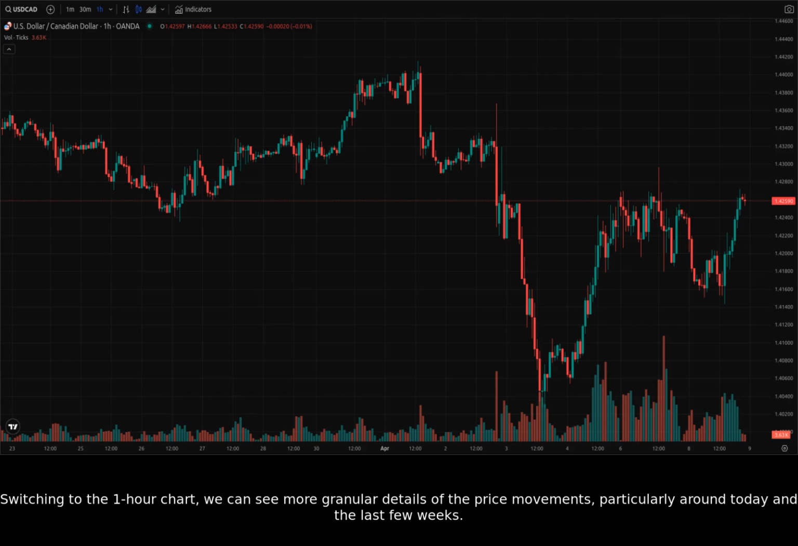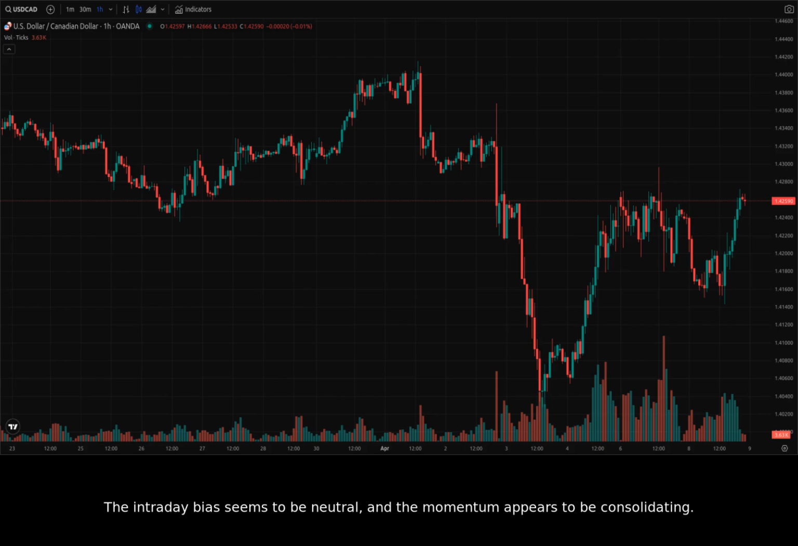Switching to the 1-hour chart, we can see more granular details of the price movements, particularly around today and the last few weeks. The intraday bias seems to be neutral, and the momentum appears to be consolidating. We are observing the prices trading in a tight range. It could be interesting to gauge institutional trading positions as well.